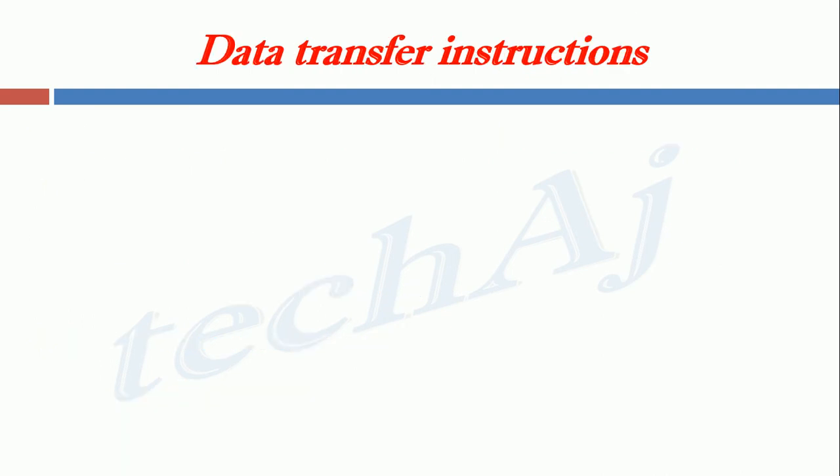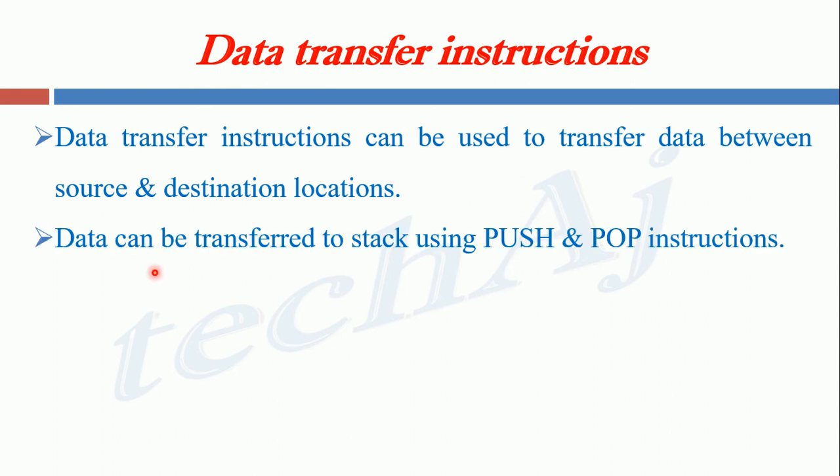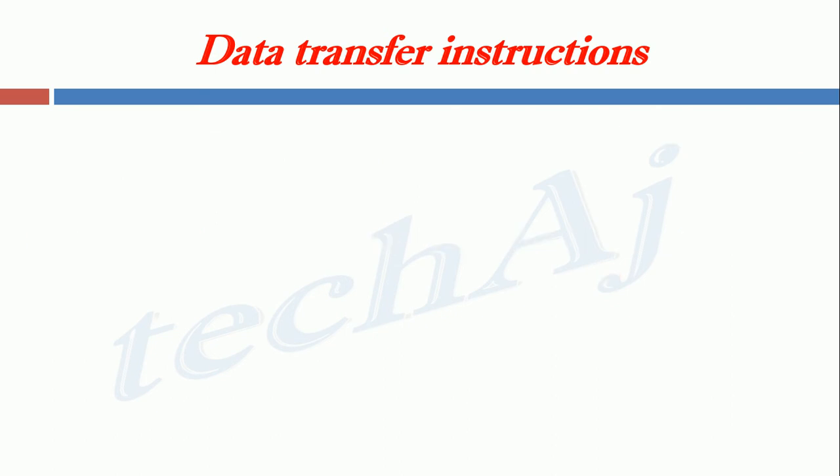First instruction type is data transfer instructions. Data transfer instructions can be used to transfer the data between source and destination locations. They can also be used for performing stack related operations using push and pop instructions. There are a total of 7 data transfer instructions.